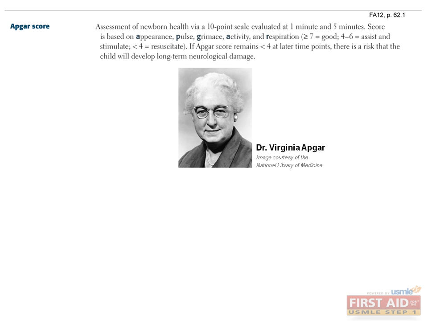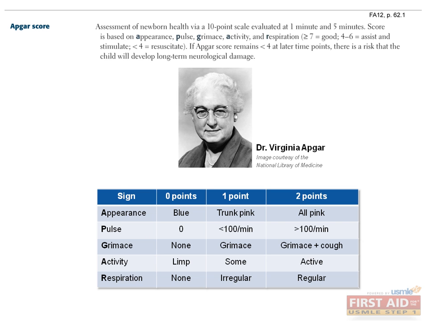Let's begin with the APGAR score. The APGAR score was devised as a quick assessment of newborn health by Dr. Virginia Apgar. It is a 10-point scale, and it is evaluated at 1 minute and 5 minutes after birth. The APGAR mnemonic stands for appearance, pulse, grimace, activity, and respiration. Each of these parameters is given a score of 0, 1, or 2, where 2 is the best, as shown in this table. A cumulative score of 7 or greater is normal, 4 to 6 requires assistance and stimulation, and less than 4 requires resuscitation to prevent long-term neurological damage.